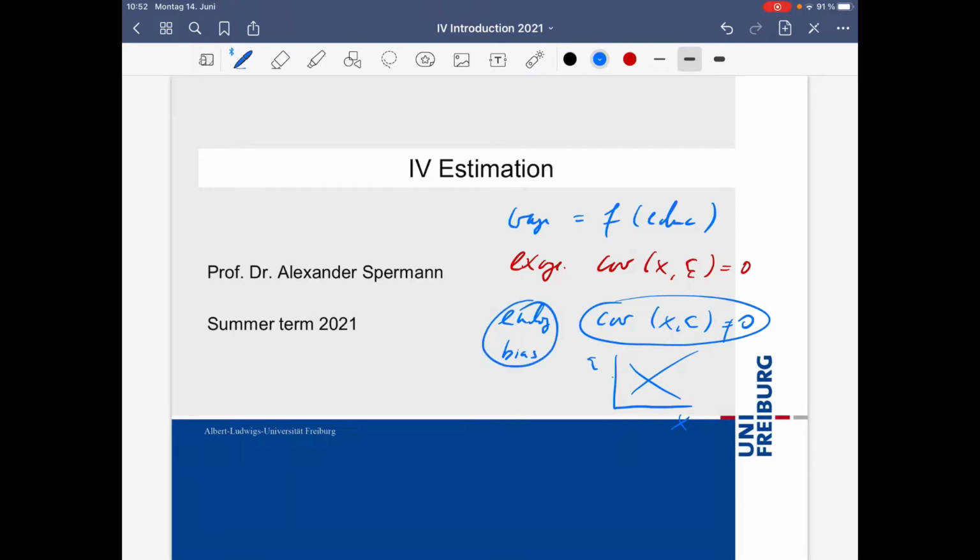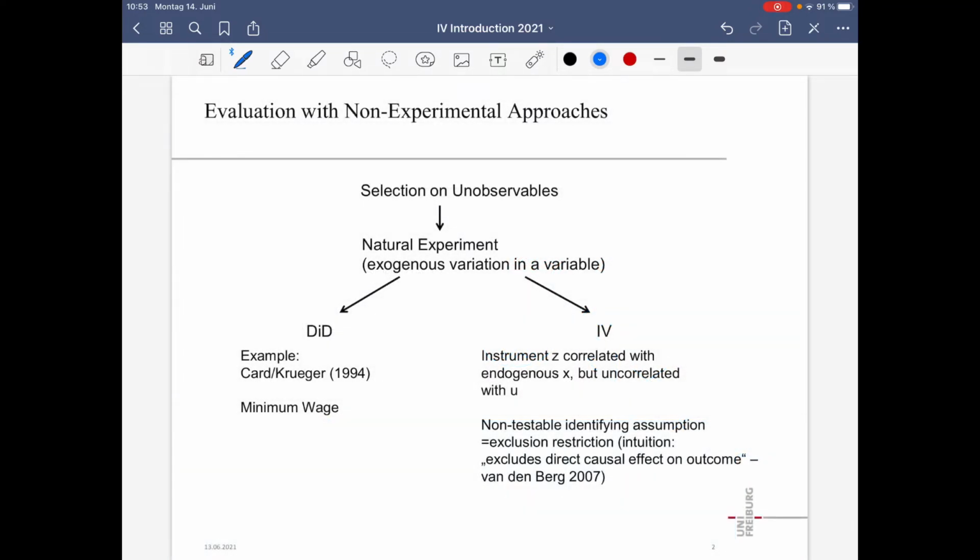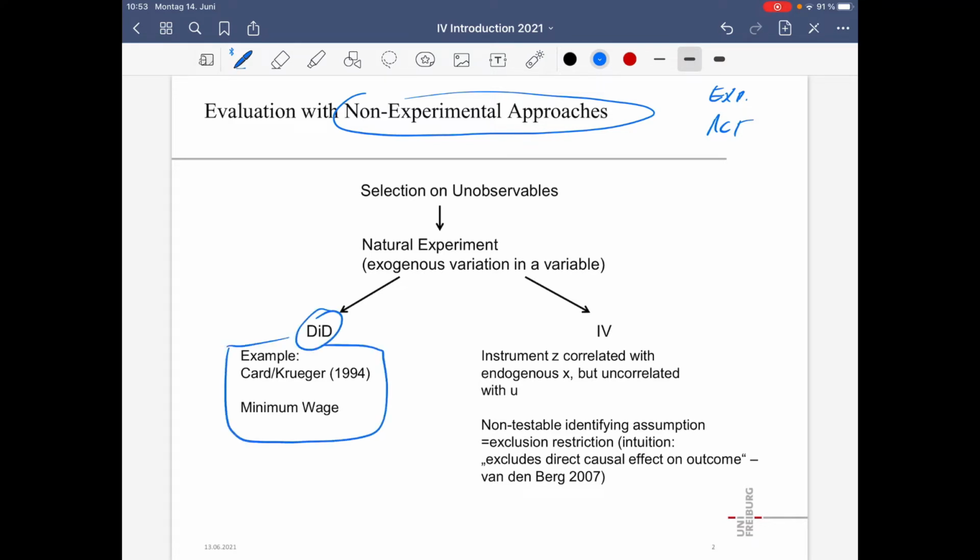And in case of endogeneity bias, one of the Gauss-Markov conditions is violated so that you cannot use OLS to identify a causal effect. Using IV is using a non-experimental approach to identify a causal effect. So the experimental approach is the randomized controlled trial. Non-experimental approaches are, for example, diff-in-diff. So we were very detailed on that in a previous lecture, and another non-experimental approach would be then IV. And both run under the label of a natural experiment.